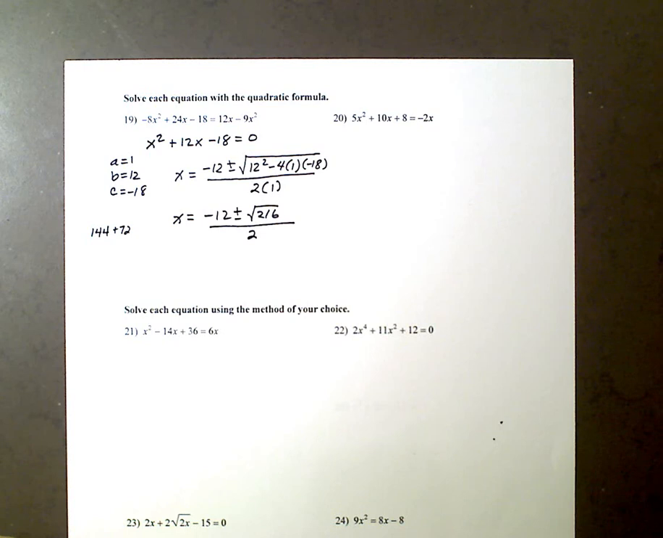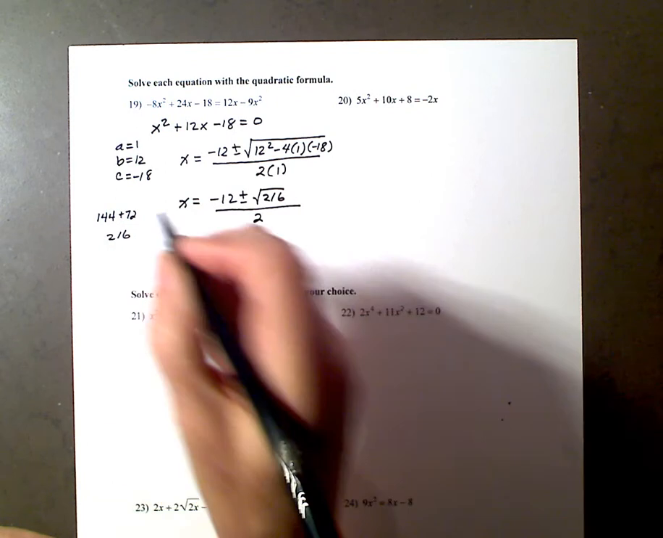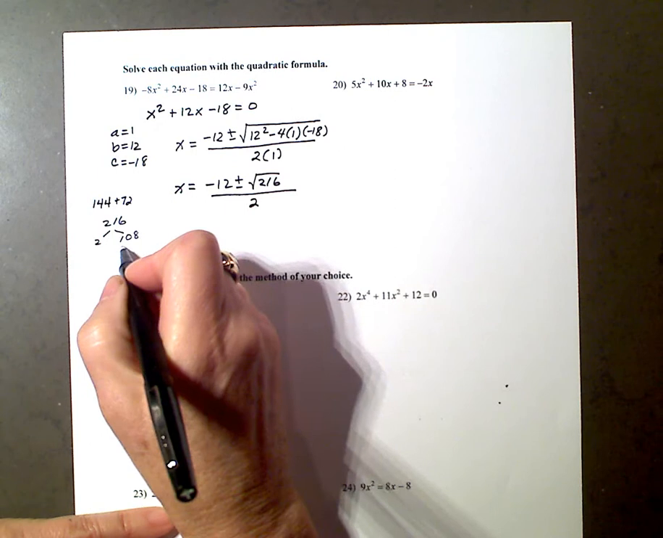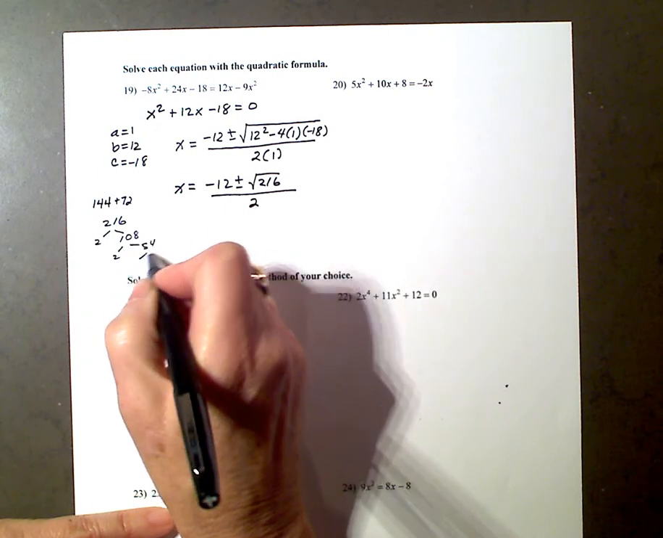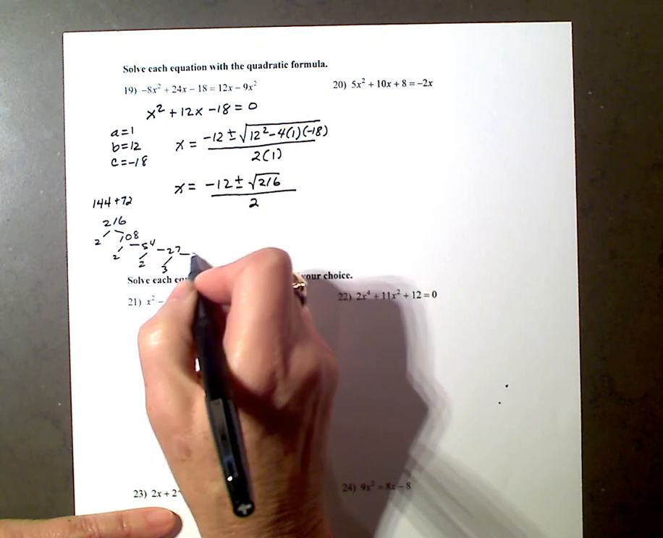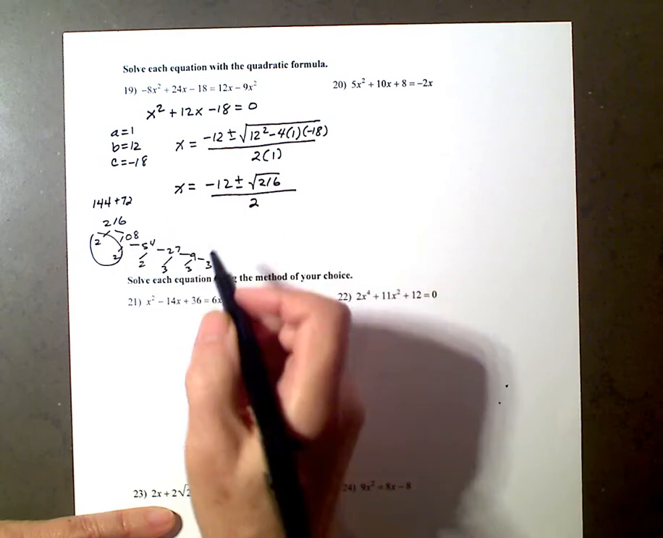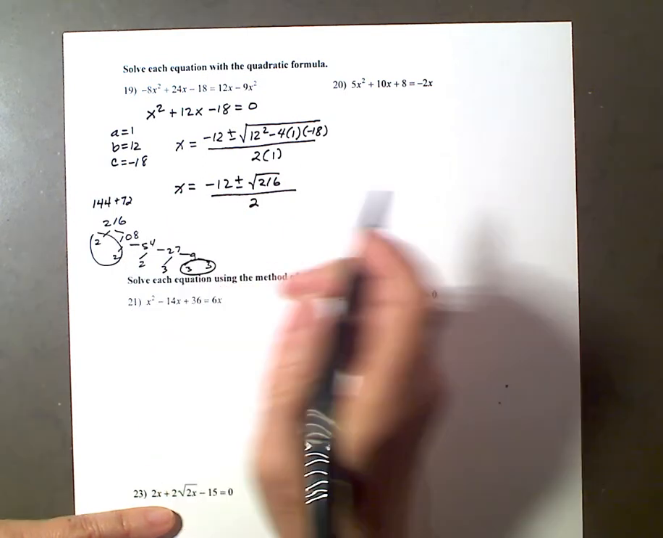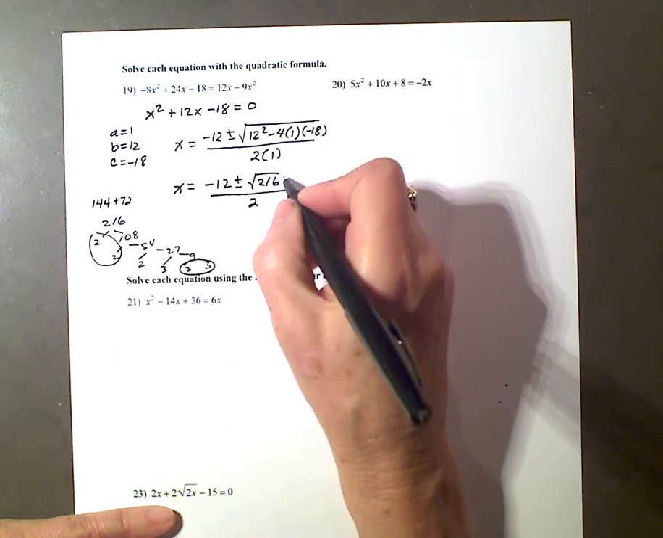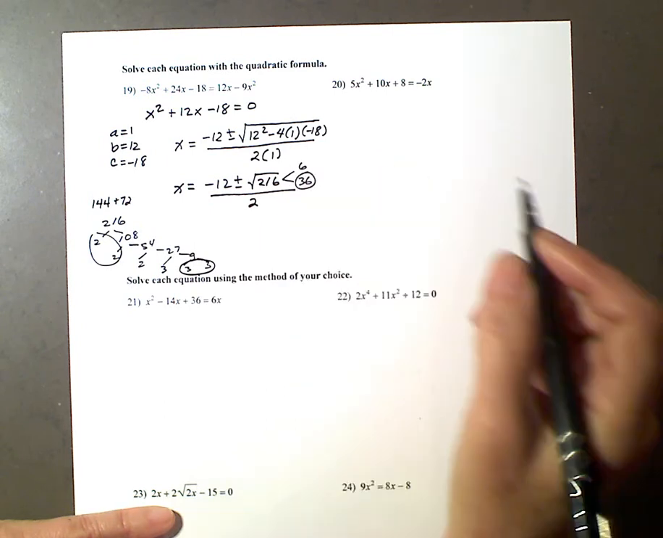So let's break down that 216. It's 2 times 108, which is 2 times 54, which is 2 times 27, which is 3 times 9, which is 3 times 3. So I have a 4 in there and a 9. So I have a 2 times 2 times 3 times 3. I have a 36 times a 6. So a 6 comes out and a 6 stays in.